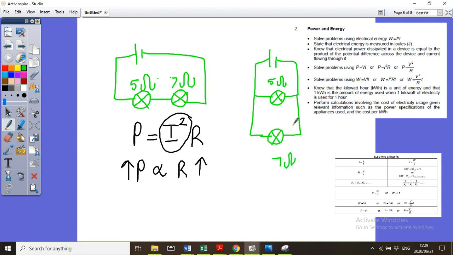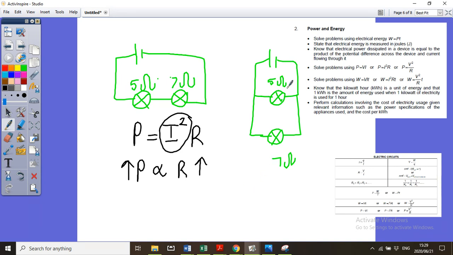So again, you can reason it out because you can say the voltage is constant, so they each get the same amount of energy, but more electrons or more coulombs per second will pass through the 5 ohm resistor, and less coulombs per second with the same energy will pass through the 7 ohm resistor, and therefore the 5 ohm resistor will be brighter.